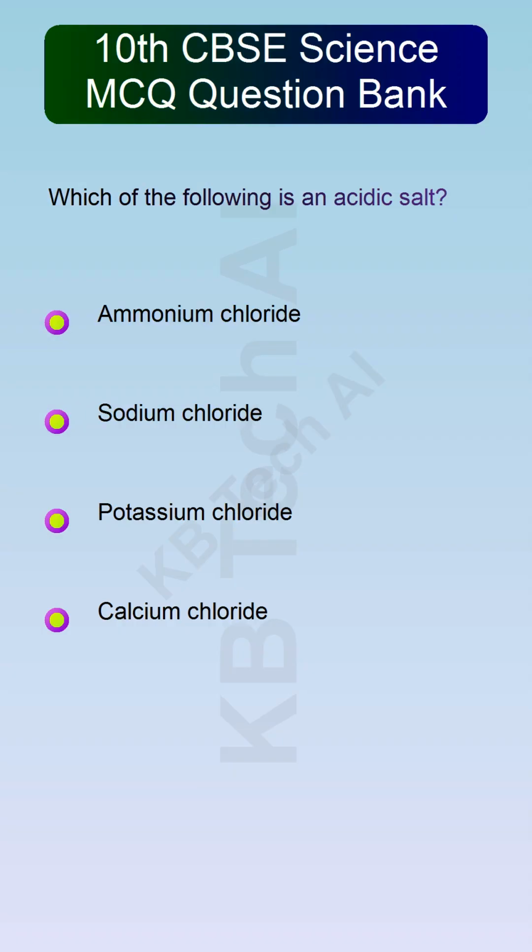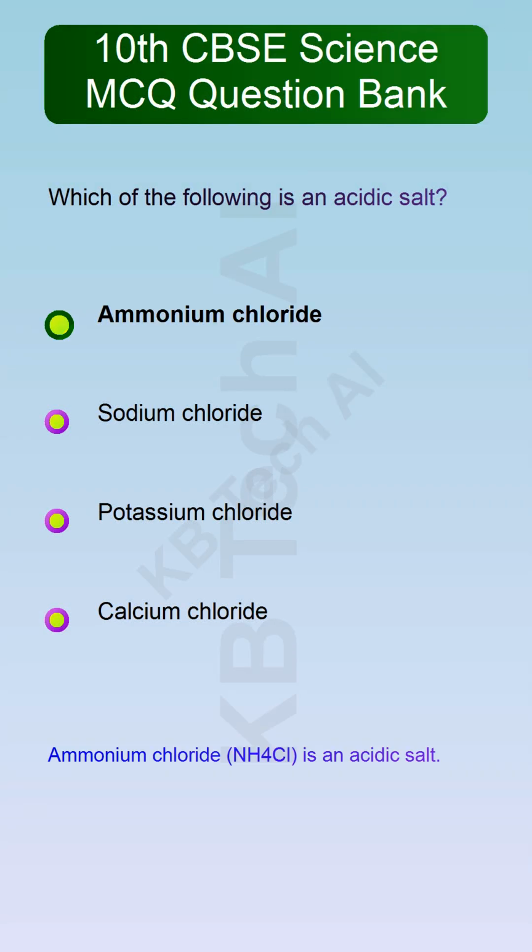Which of the following is an acidic salt? Option 1, ammonium chloride, Option 2, sodium chloride, Option 3, potassium chloride, Option 4, calcium chloride. The answer is, Option 1, ammonium chloride.